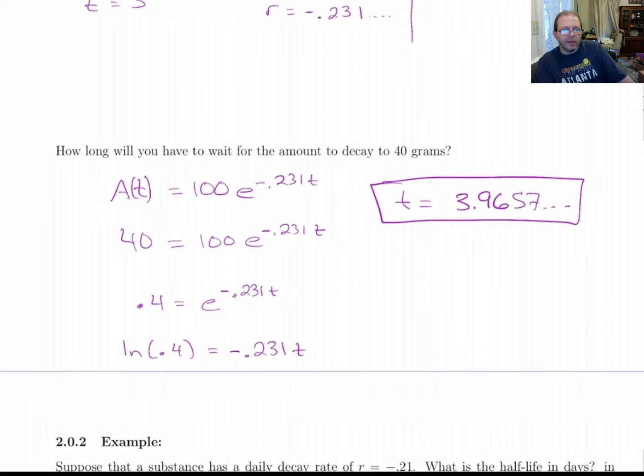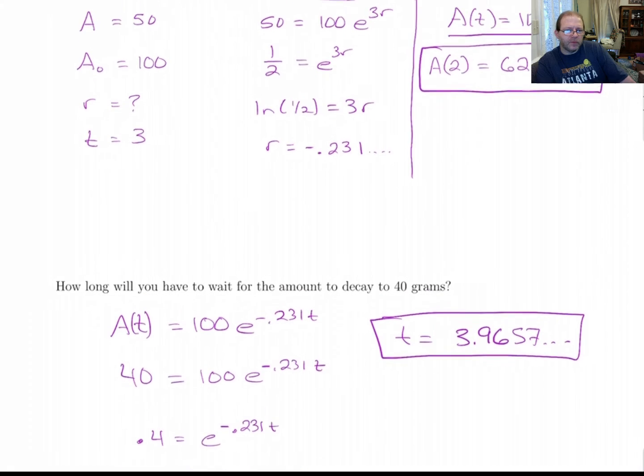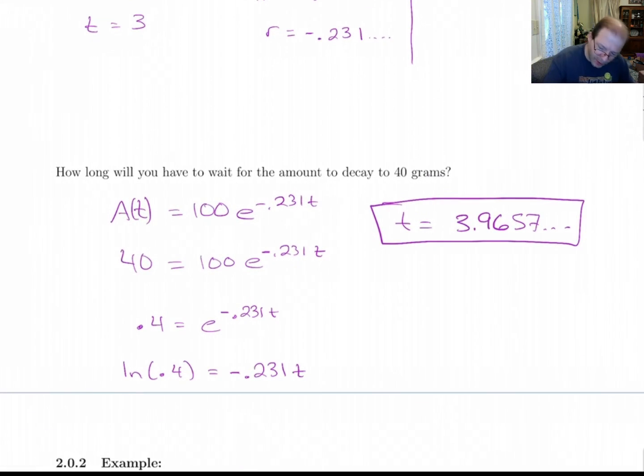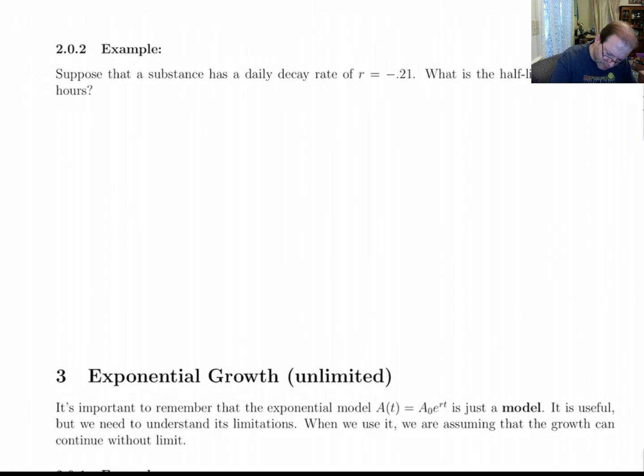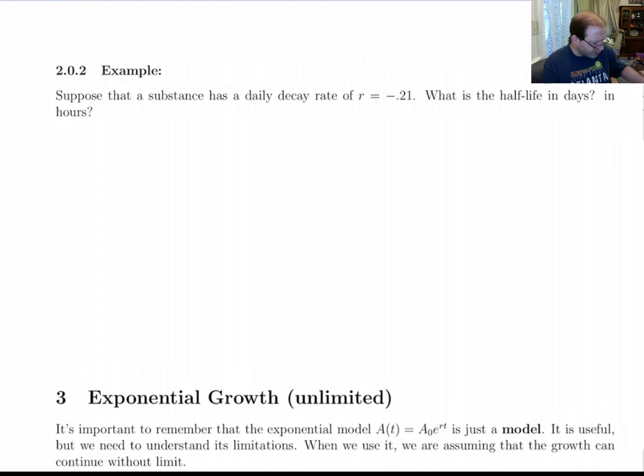All right. There is a formula you can get that relates the half-life to the decay rate. But I don't want to do that now because it's going to come up in this example. So suppose a substance has a daily decay rate of this. What's the half-life in days and what's the half-life in hours?